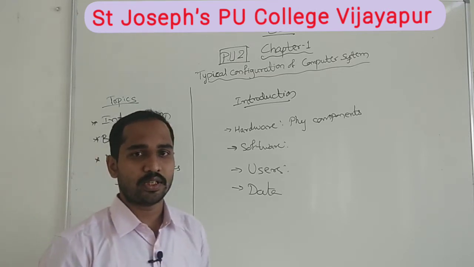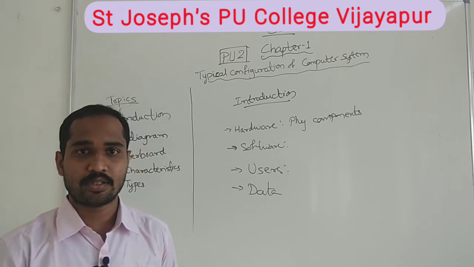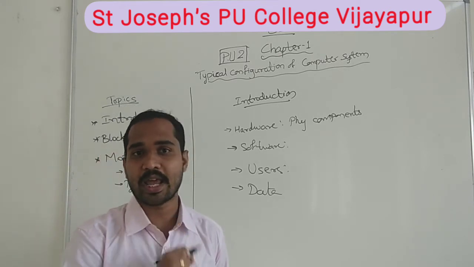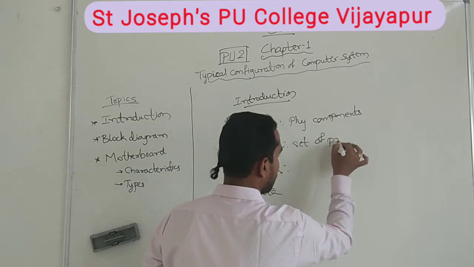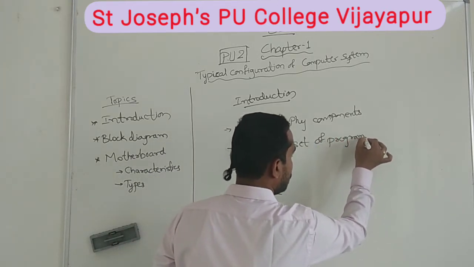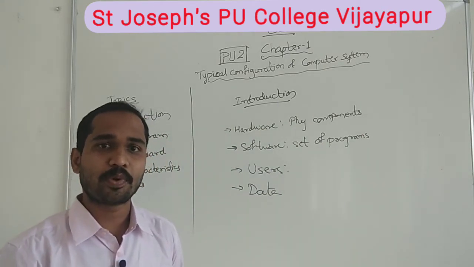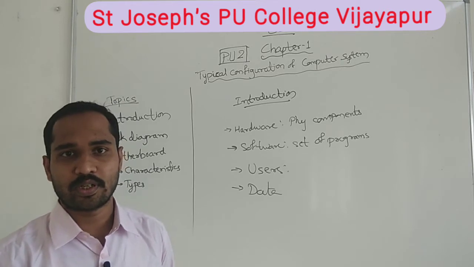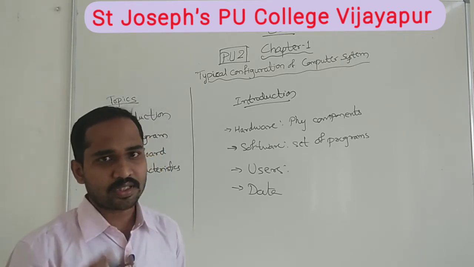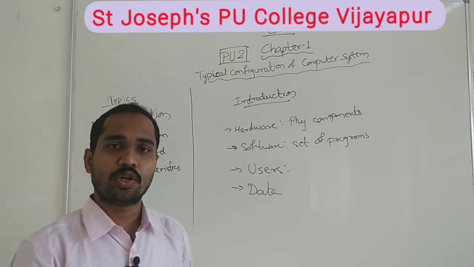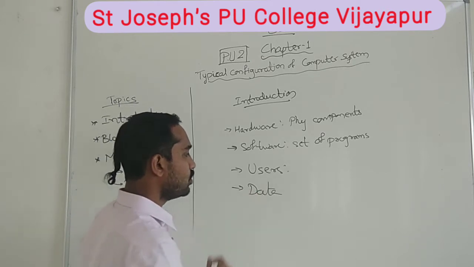Now what is software then? What is software? Set of instructions. Those are called as programs. Set of programs that actually coordinate the execution of the computer or the processor. That is software, isn't it? These are the set of programs, or set of instructions, we can say, which coordinate the execution of the processor.